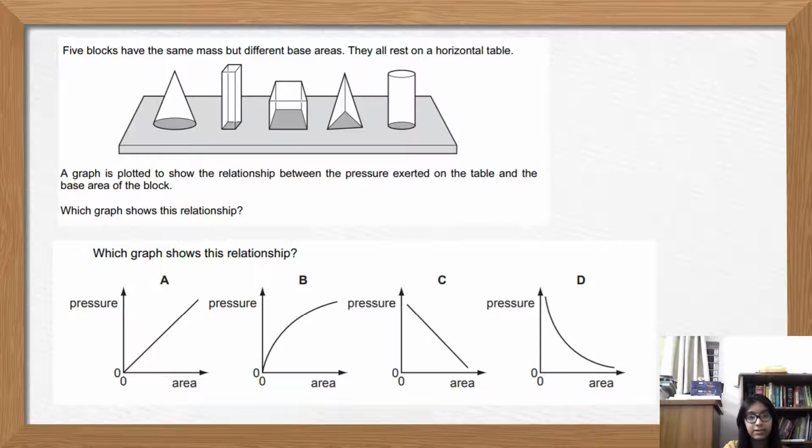5 blocks have the same mass but different base areas. They all rest on a horizontal table. A graph is plotted to show the relationship between the pressure exerted on the table and the base area of the block. Which graph shows this relationship? We already know that pressure decreases when area increases and increases when area decreases. So the only correct answer we are left with is option D, which shows that pressure is inversely proportional to area.